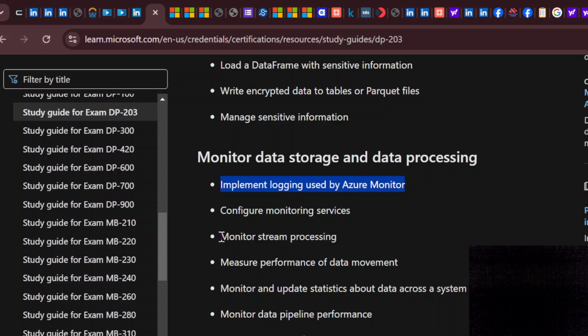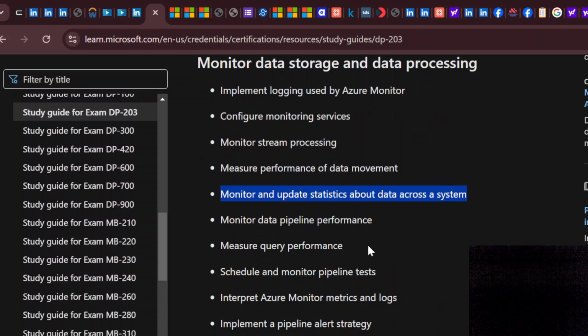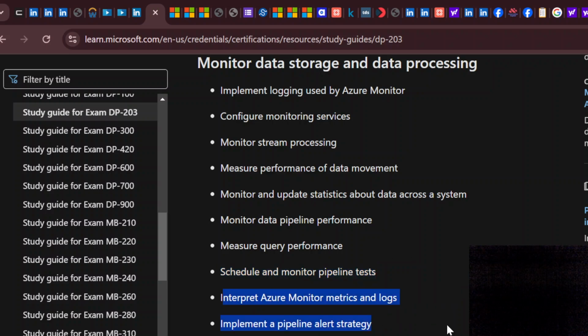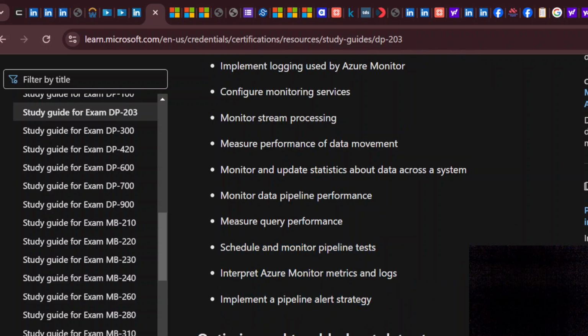Configure monitoring services, monitor stream processing, measure performance of data movement, monitor statistics about data across the system, monitor data pipeline performance, measure query performance, schedule and monitor pipeline tests, interpret Azure Monitor metrics and implement a strategy.